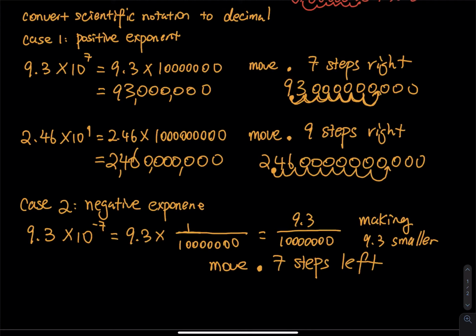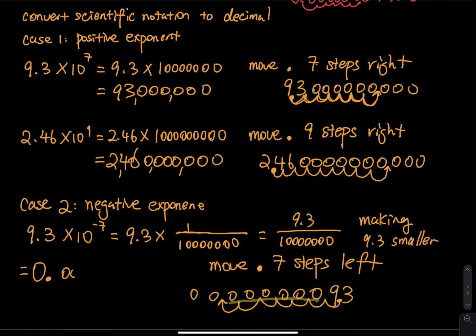So I write 9.3, and then I prepare many zeros on the left. And then I start the move, starting right here: 1, 2, 3, 4, 5, 6, 7. So we start right there. That is equal to 0 point, and how many zeros? 6 zeros: 1, 2, 3, 4, 5, 6, then 9, 3. That's how you do it.